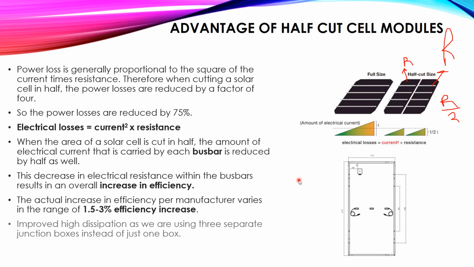Now another important advantage here is that we have improved heat dissipation, not high dissipation, heat dissipation, as we are using 3 separate junction boxes instead of just one box. You will see here 1, 2, 3. Each of them has one bypass diode. So the heat dissipation in each of them is reduced compared to having one junction box containing 3 bypass diodes, and the current flowing through them means that we will have high heat dissipation.